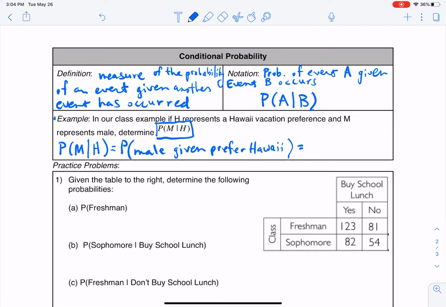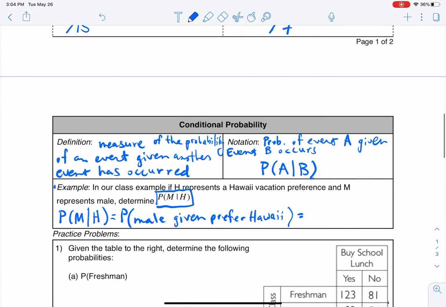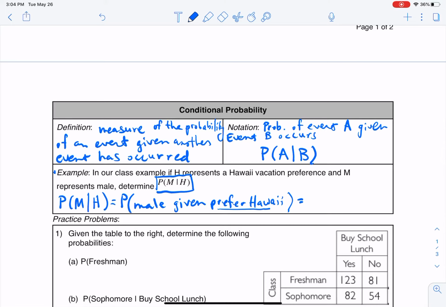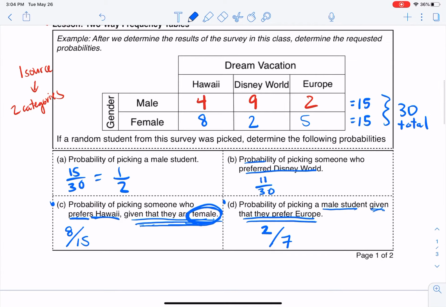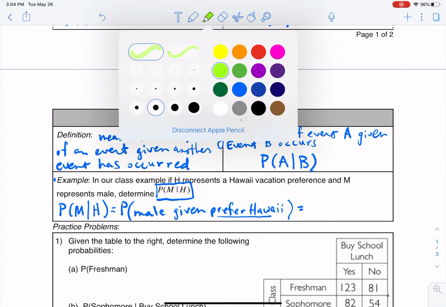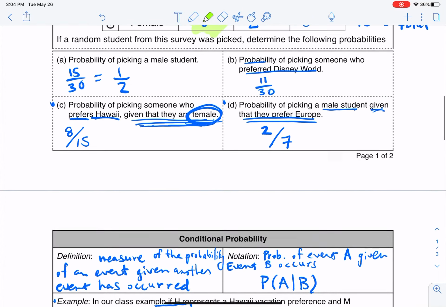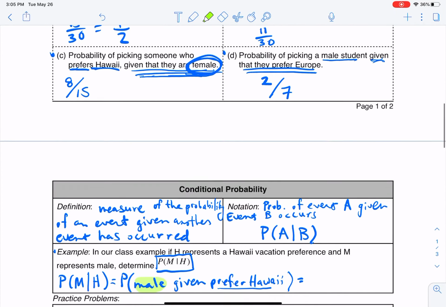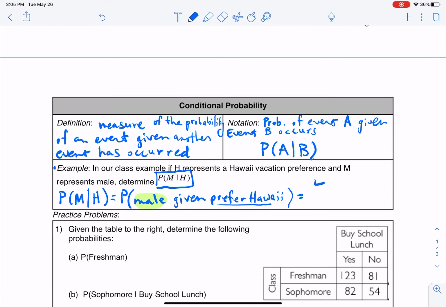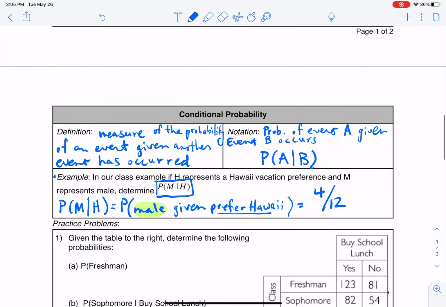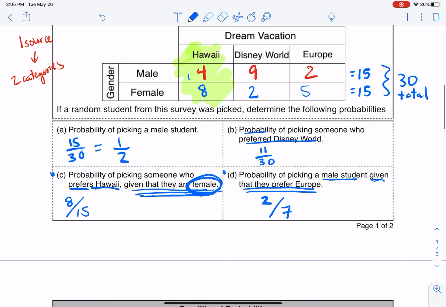Okay, so coming up to our table here, we're only interested in those students who selected Hawaii. And out of those students, we're interested in only the males. So 4 out of a total of 12 students who preferred Hawaii were male. Where did I get that 12 from? Well, I got it just from adding up 4 and 8.